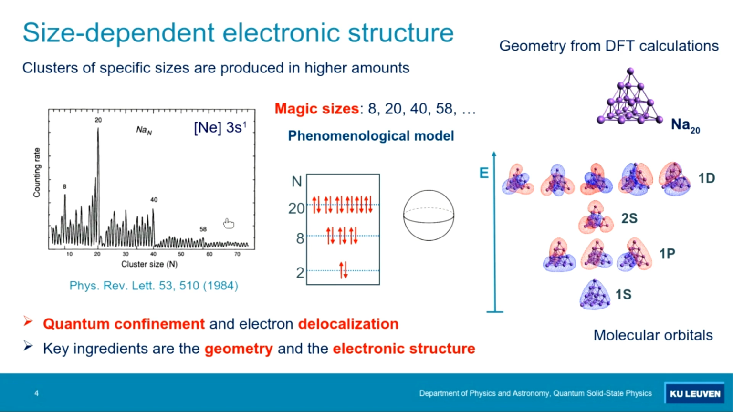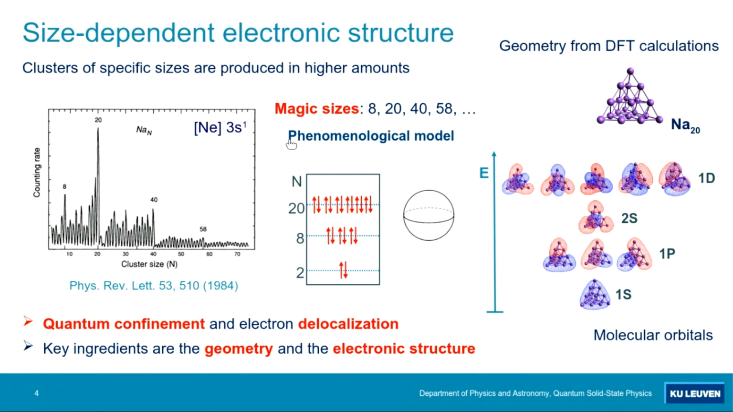So this is a very famous example. If you produce, in this case, sodium clusters as a function of atoms, so how many atoms you have in the system, and then you count how many you produce, so like the intensity in this figure, you will see that there are some specific sizes that for some reason are produced at higher intensities than others. And the reason for this is really related to the electronic structure of the system.